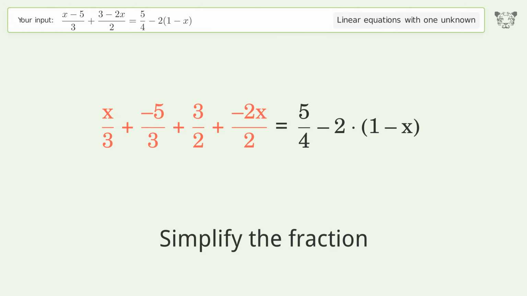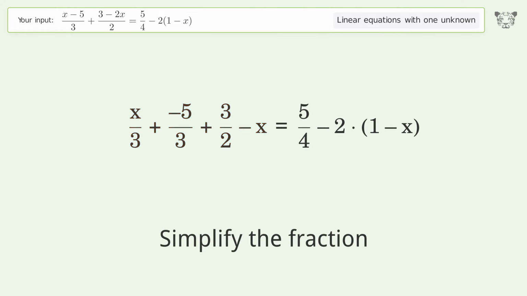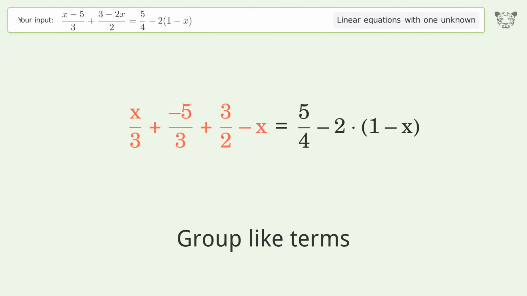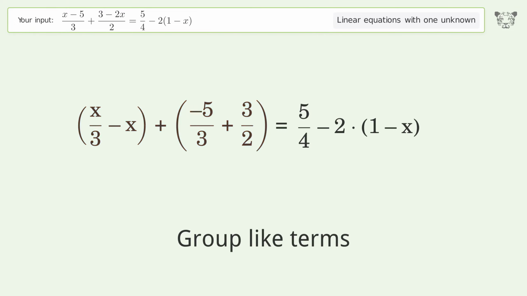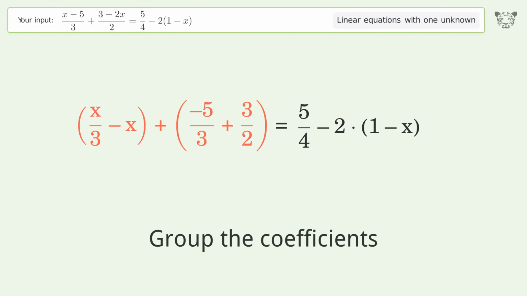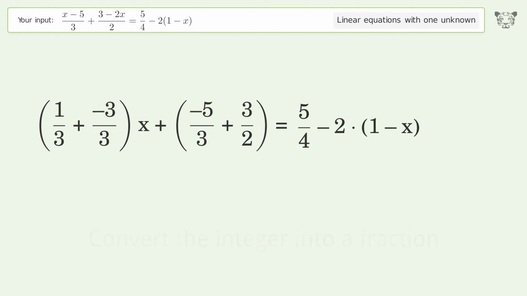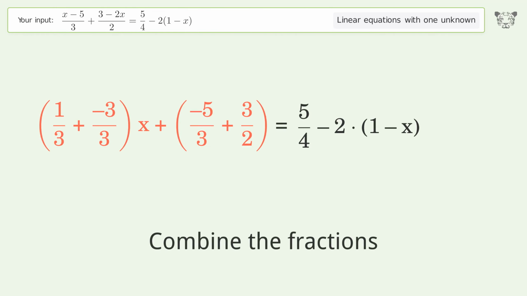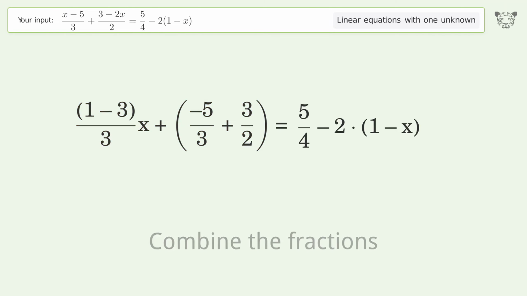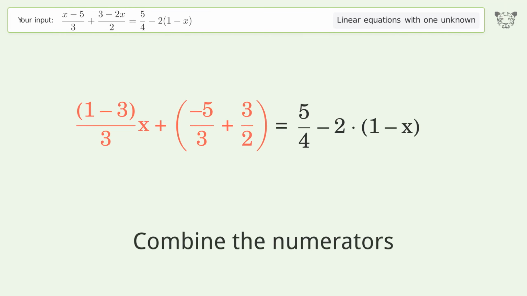Simplify the fraction. Group like terms. Group the coefficients. Convert the integer into a fraction. Combine the fractions. Combine the numerators.